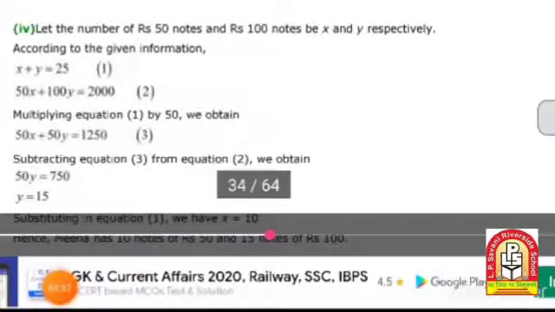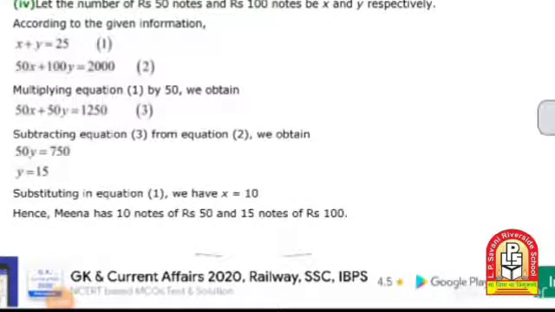Then after, next, let x be the number of rupees 50 notes and y the number of rupees 100 notes. So here the sum x plus y is 25, so that is our first equation. And then 50x plus 100y is 2000, that is our second equation. So in this way we got the equations, and then 50y is equal to 750, so y is equal to 15 over here.